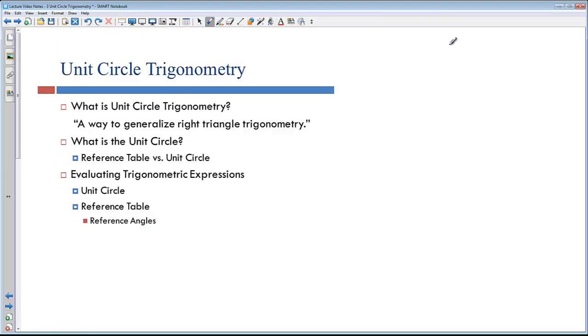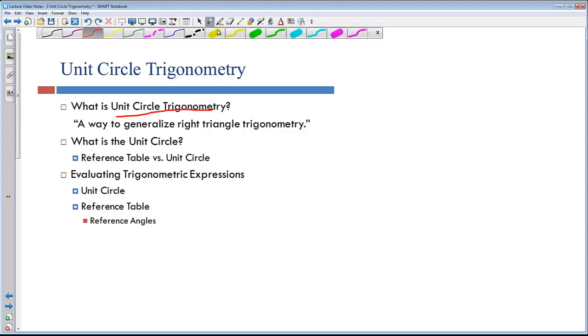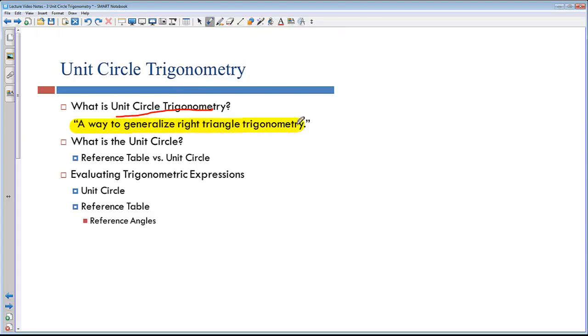So let's talk some more about this. What is unit circle trigonometry? Hopefully you see the idea. It's a way to generalize right triangle trigonometry, so you can take the cosine or sine of whatever angle you want, whether it be between 0 and 90 degrees, like the sine of 45 degrees, or bigger, like the sine of 135, or even the sine of 1,432 degrees. So let's talk a little bit more about this unit circle.